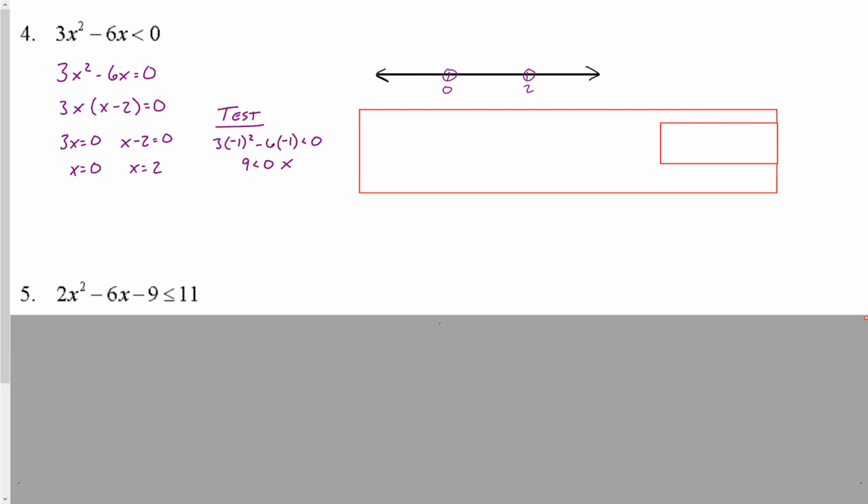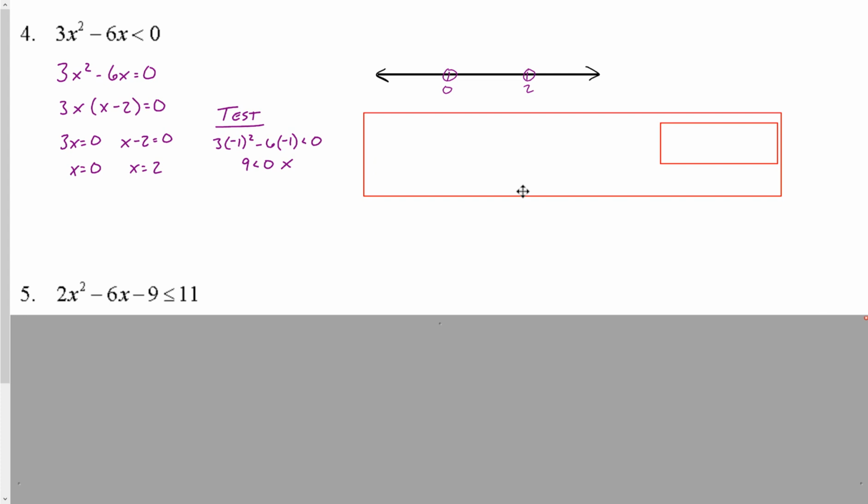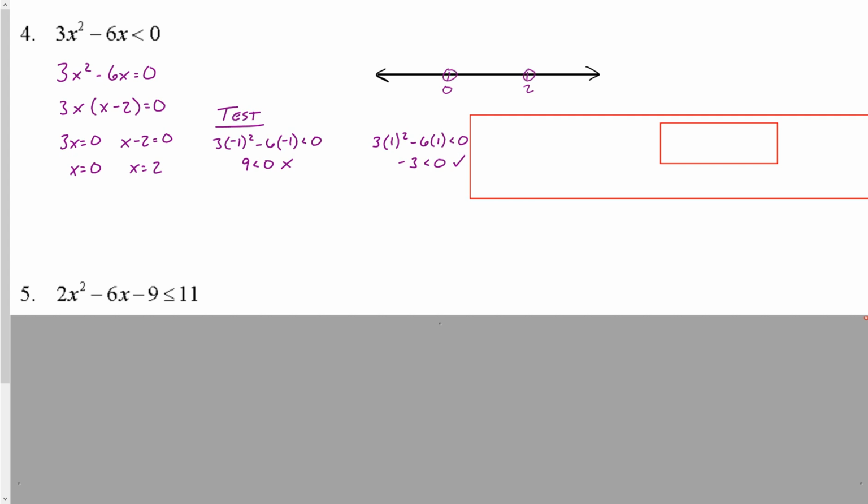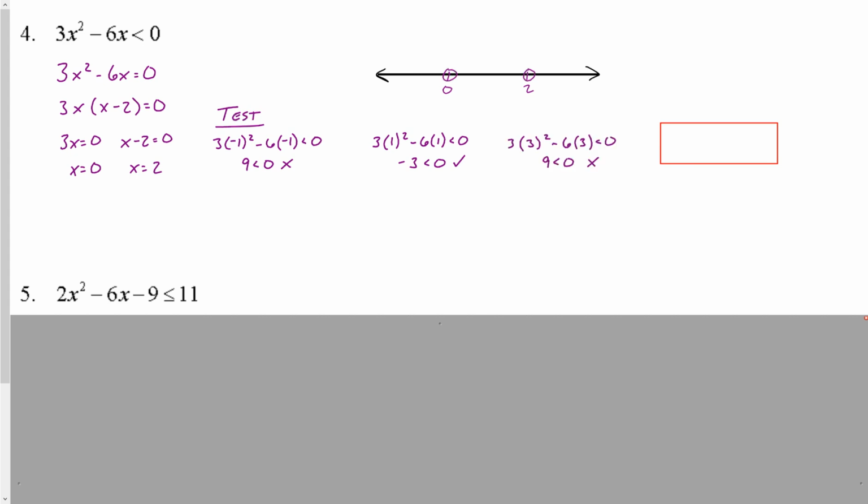The region on the left, I chose negative 1. I got 9 is less than 0, which is a false statement. The region in the middle, I chose positive 1 to test. Got negative 3 is less than 0, which is a true statement. And then the region on the right, I tested 3, and again got 9 is less than 0, which is again false. So based on these test points, I would be shading in between the numbers 0 and 2.